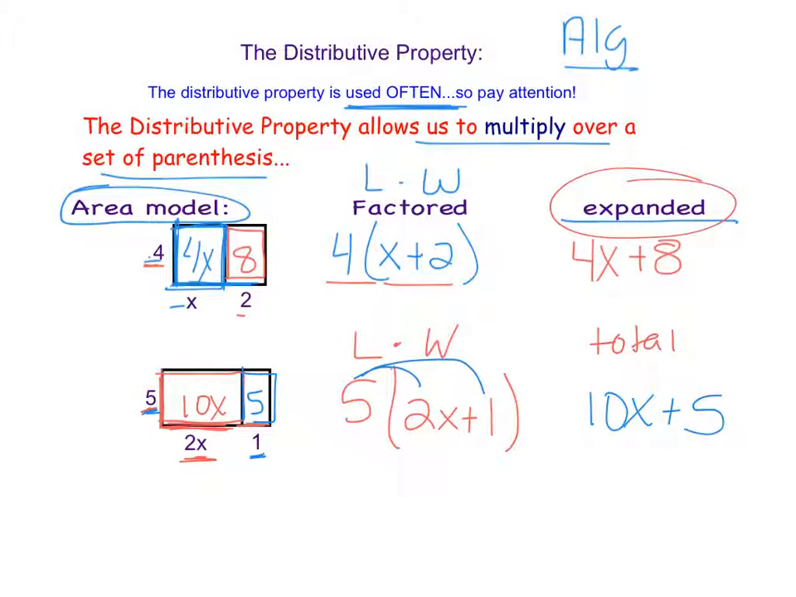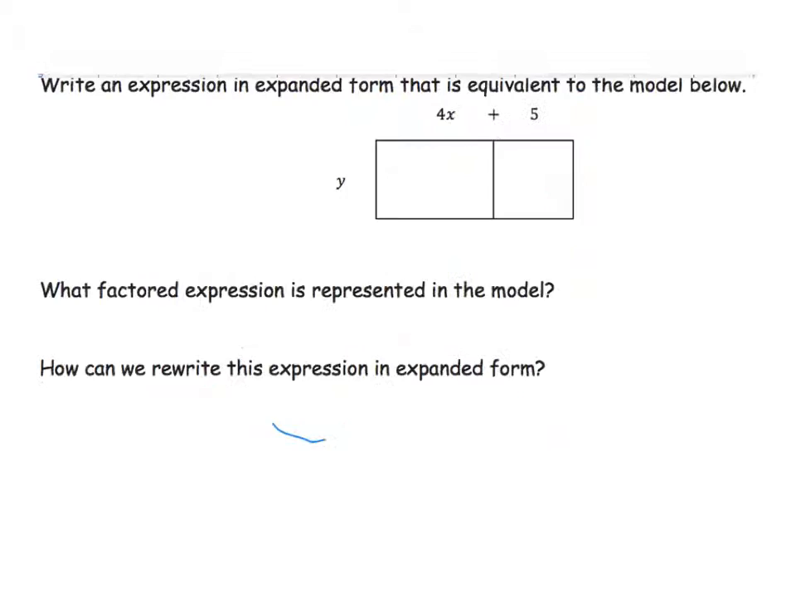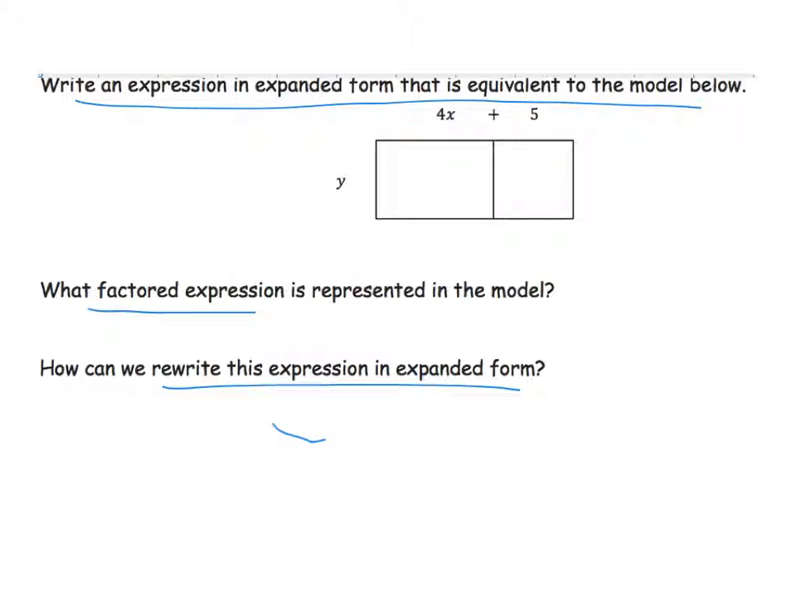So let's try some without the area model. I lied. Let's do a couple more with. So write an expression in expanded form that is equivalent to this. What is the factored expression, and then how do we rewrite it in expanded? So you're going to start with this one. Remember, that's the length times the width, and then you're going to do this one. So can you please pause the video and do this on your own?